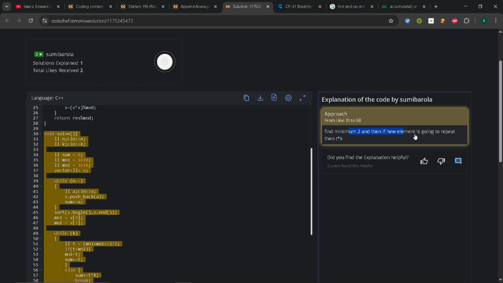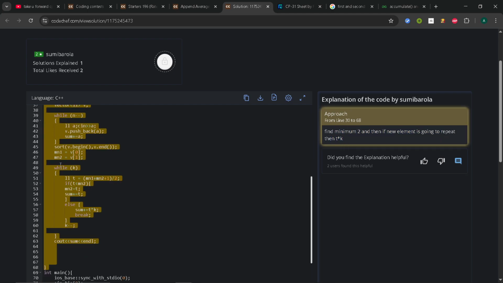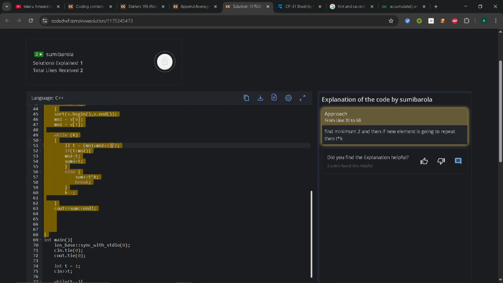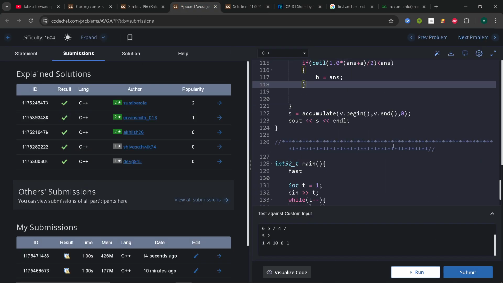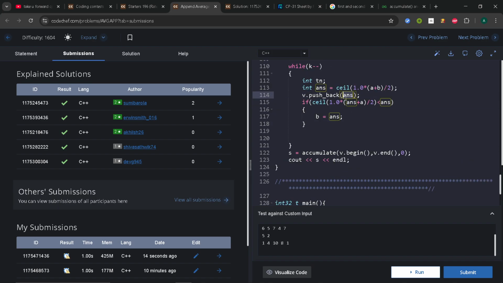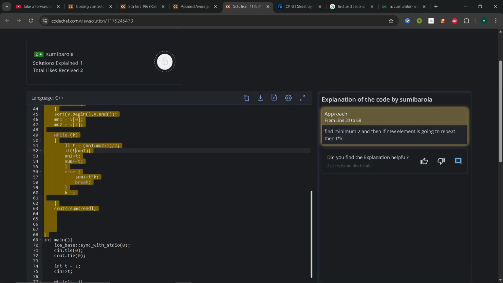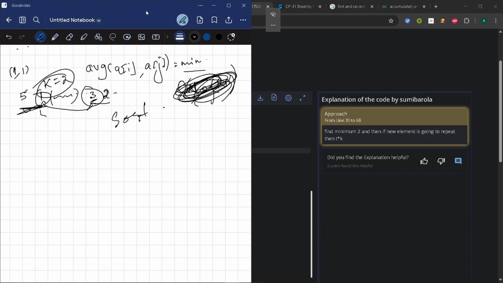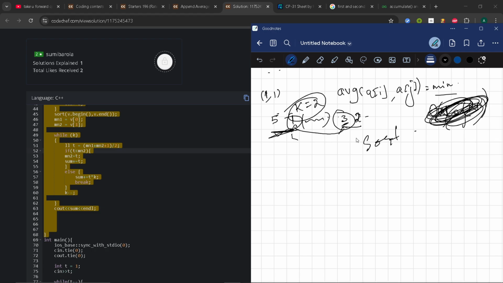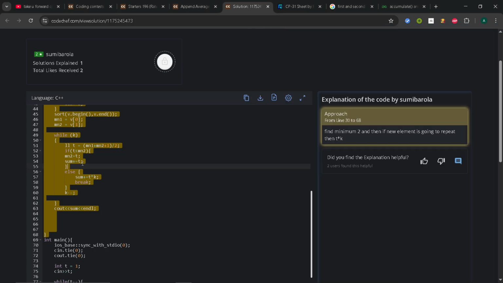Find minimum 2, and then if new element is going to repeat, then T into K. What did it tell? I didn't get it. If t is equal to mn1 plus mn2 divided by 2. Okay. If t less than mn2, that is nothing but answer less than B. That's what he tried to say. Like, if I look at my test case, this is my answer, which is nothing but t. T is less than mn2. It is less than 5. Then mn2 equals t.